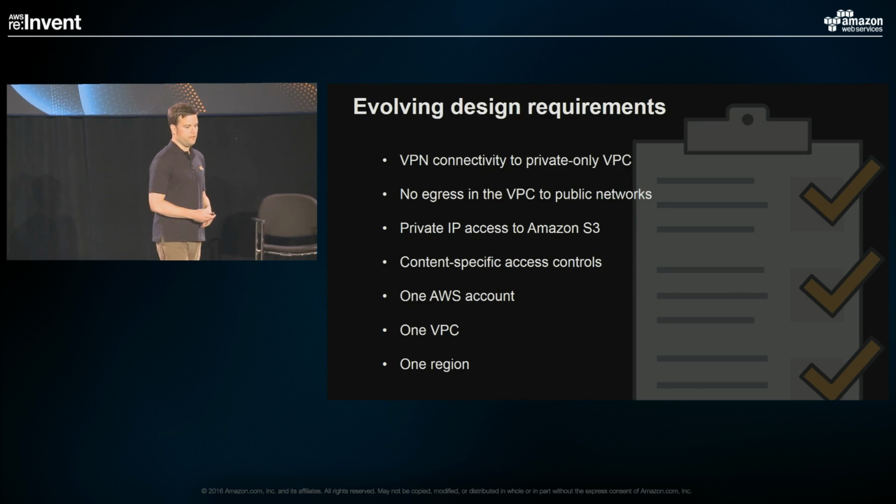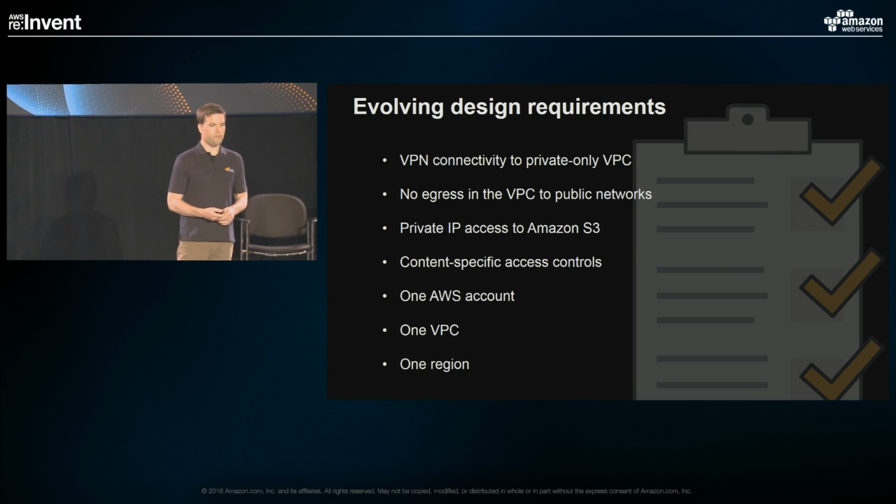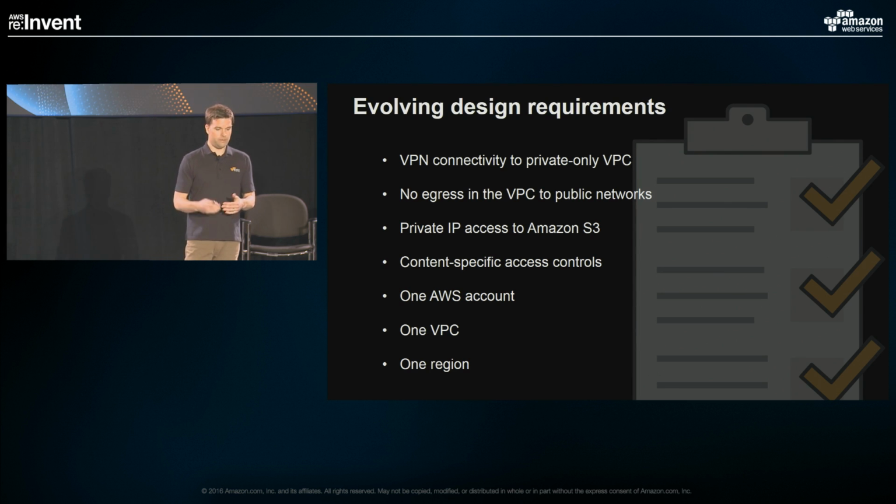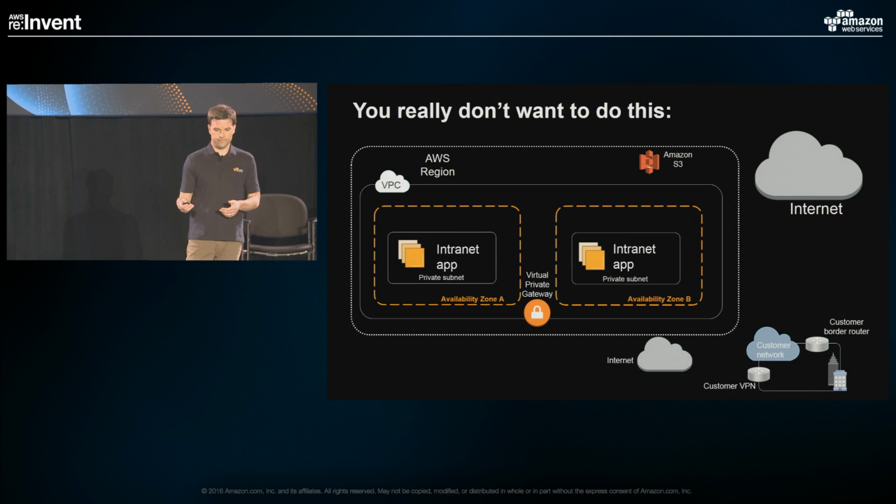So our next round of design requirements. VPN connectivity to private-only VPC. No egress in the VPC to public networks. So no public IPs whatsoever. Private IP access to Amazon S3. Very content-specific egress control, access control, so we control exactly what goes out of the VPC, and be able to filter it. And one AWS account, one VPC, one region still.